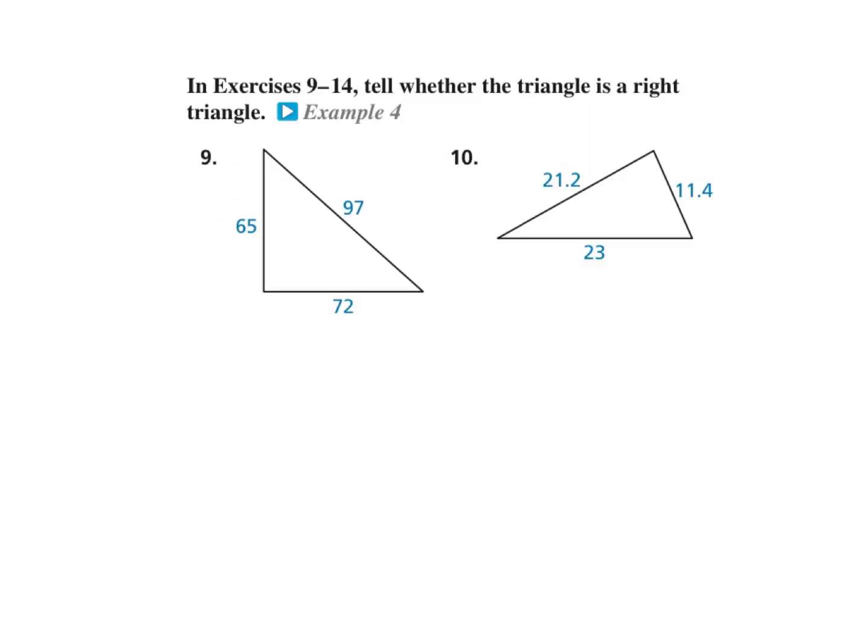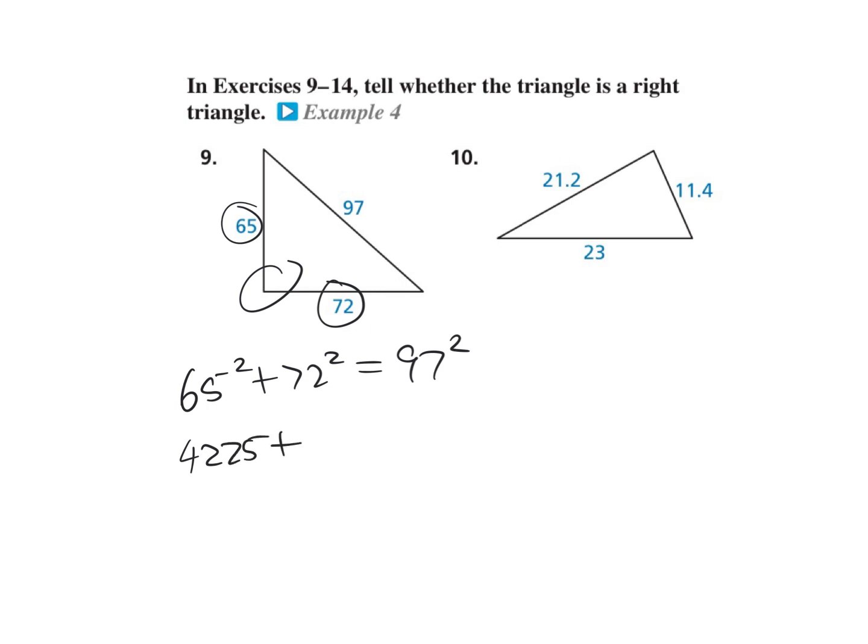Tell whether the triangle is a right triangle. So it looks like this is a 90 degree. We're not sure, so let's go ahead and figure it out. So these two numbers would be your A and your B. 65 squared plus 72 squared equals 97 squared. Let's see if that's true. So 65 squared is 4,225, and 72 squared is 5,184. So those two added together, that's 9,409. So what is 97 squared? That's 9,409. So yes, that makes a right triangle.